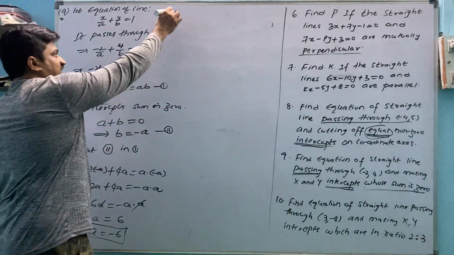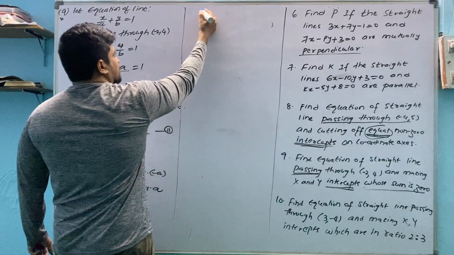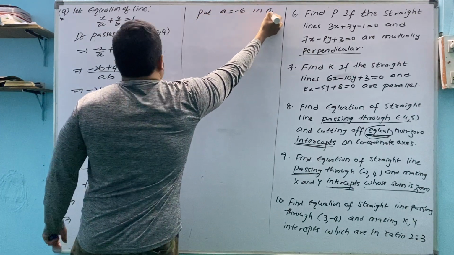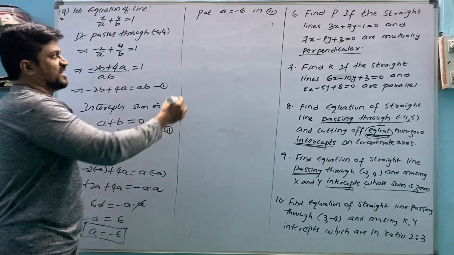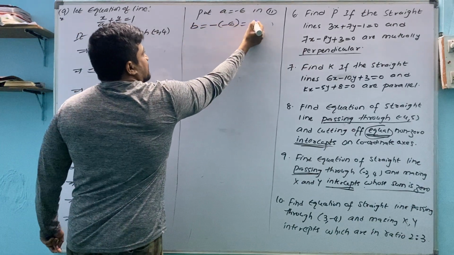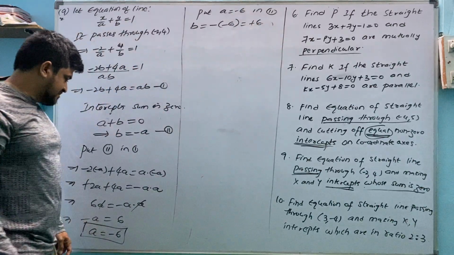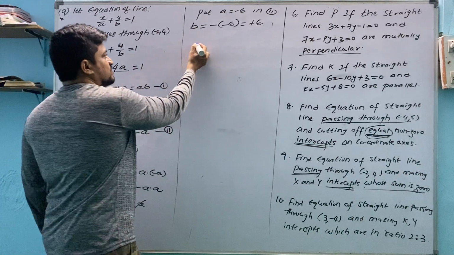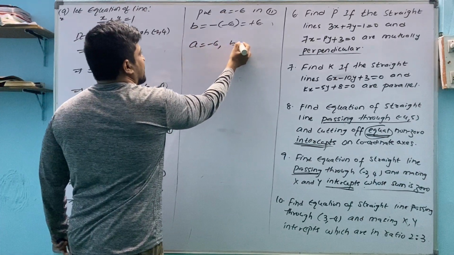Once we have the A value, put A is equal to minus 6 in the second equation. Whatever the second equation, B is minus A. B is equal to minus A. B is plus 6. So what we have got? A value is minus 6, B value is 6.